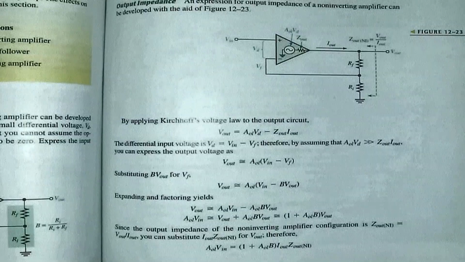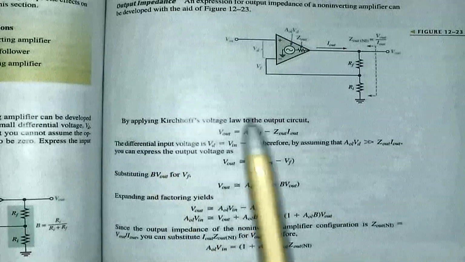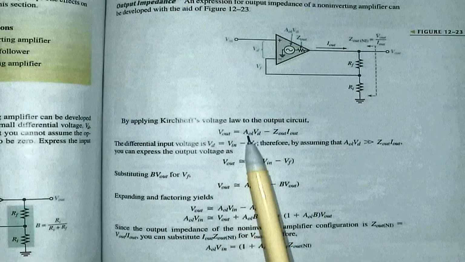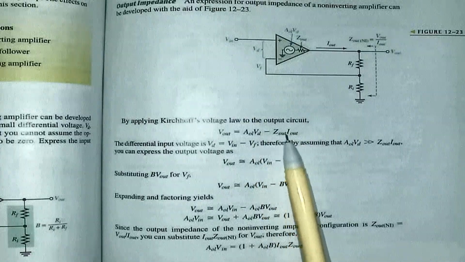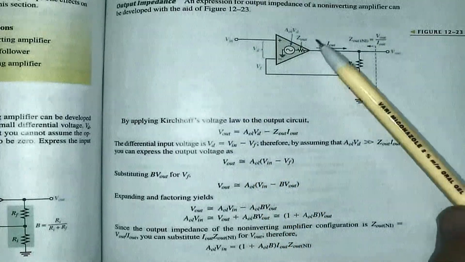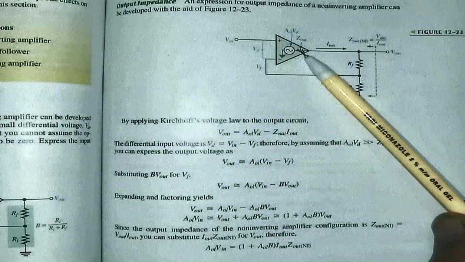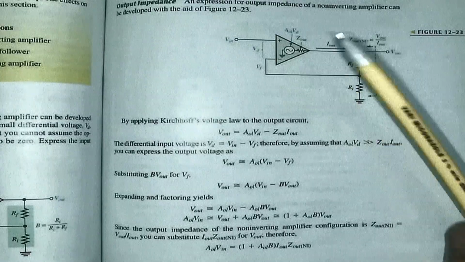All right? We're again going to apply Kirchhoff's voltage law. By applying Kirchhoff's voltage law, we can state that Vout is equal to the open loop gain times my differential voltage minus Zout times Iout. You see, there is Zout. That Zout is of the op-amp itself. That is internally in the op-amp, the output impedance of that op-amp.